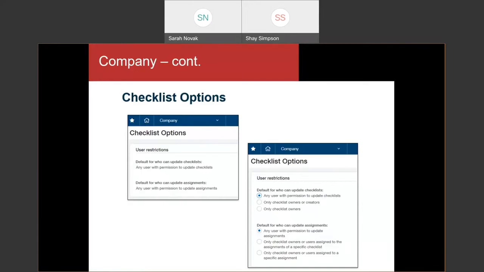So again, do we want any user with permissions to be able to update the assignments? Or is it just going to be the owners or users assigned to the assignments of a specific checklist, or only the checklist owners or users assigned to a specific assignment? So now not only within our user permissions do we have the flexibility to update our permissions, but even more specifically within these checklists themselves. Okay.